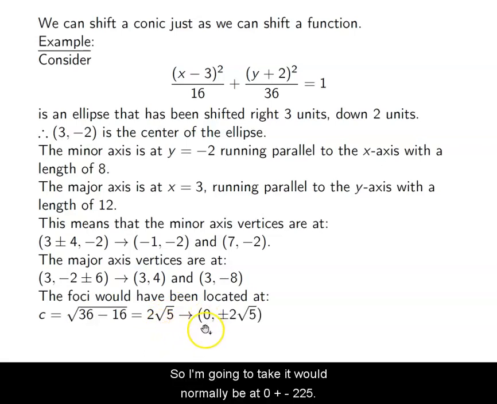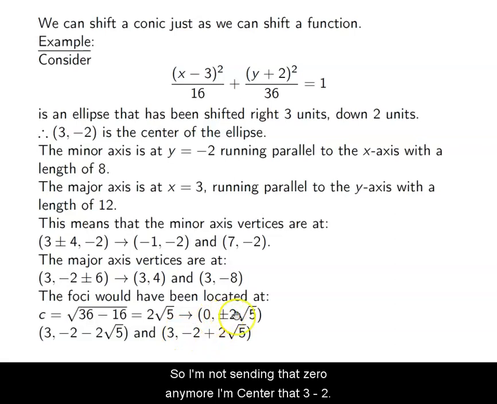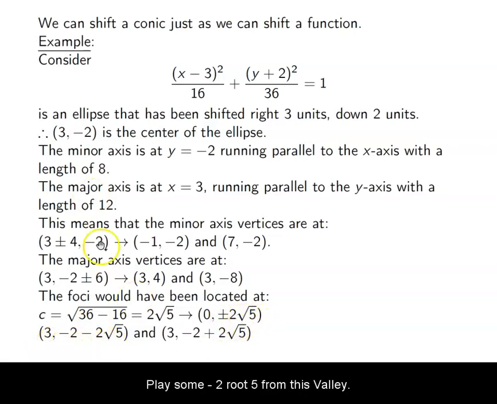So it would normally be at 0 plus or minus 2 root 5. But I'm not centered at 0 anymore. I'm centered at 3, -2. So I will add and subtract 2 root 5 from this value. And since my major axis runs vertically, that's going to be applied to the y values of the center.